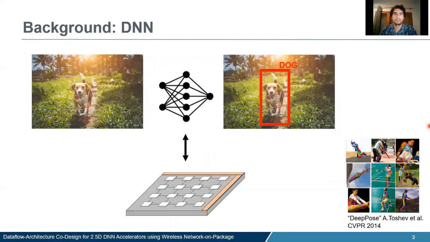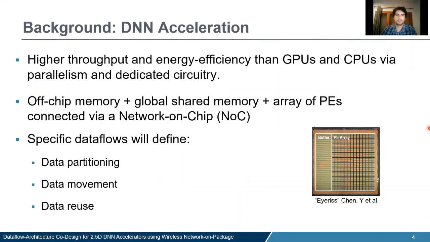So as we all know, DNNs are these amazing tools that allow us to perform tasks with superhuman accuracy, such as object detection or pose estimation. The thing is that they are becoming more complex and larger every day. And so in order to run them more efficiently, we need specific platforms, the so-called deep neural network accelerators. So specifically, a DNN accelerator is a dedicated hardware aimed at increasing the throughput and reducing the energy consumption when running a deep neural network. And it's done via parallelism and dedicated circuitry.